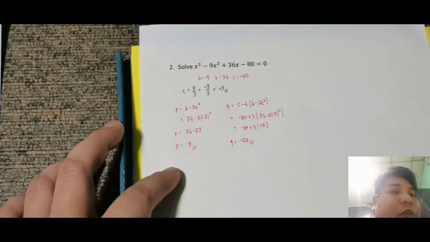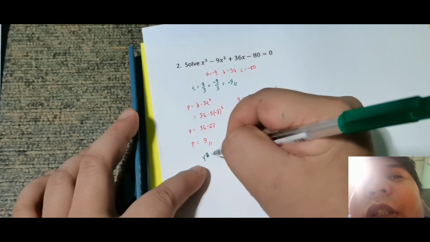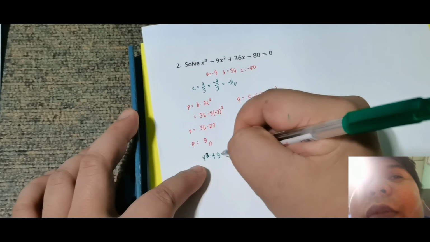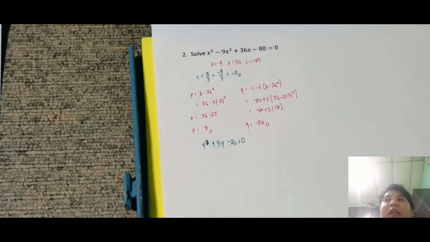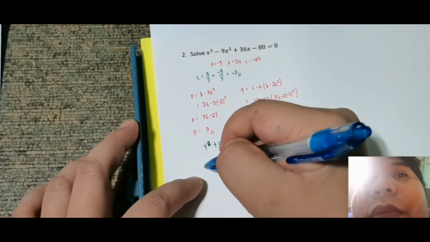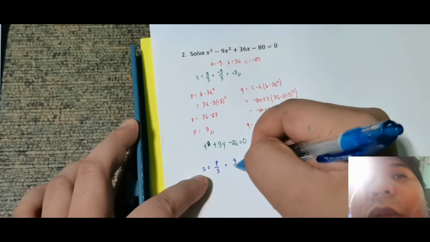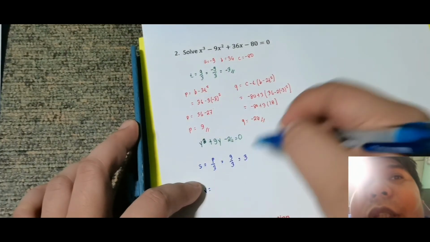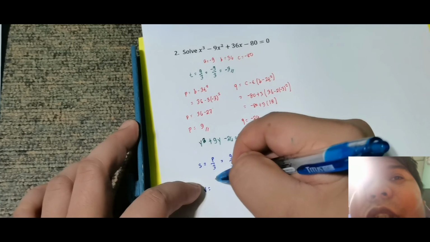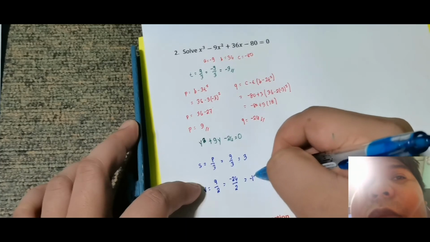Okay, so ngayon, ano yung transform equation? Yung transform equation natin is y cube plus 9y minus 26 is equal to 0. Now, we need to solve for B and S. So for S, unahin natin si S. The value of S is simply P over 3, which is 9 over 3, which is 3. Then the value of B is Q over 2, which is negative 26 over 2, which is equal to negative 13.